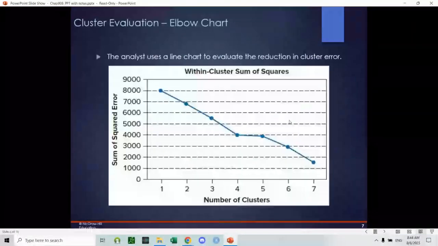Cluster evaluation uses something called the elbow chart. The chart shows a line that can be evaluated to reduce cluster error. We will look more at these techniques in class, but this is just to provide some small exposure before we cover it.